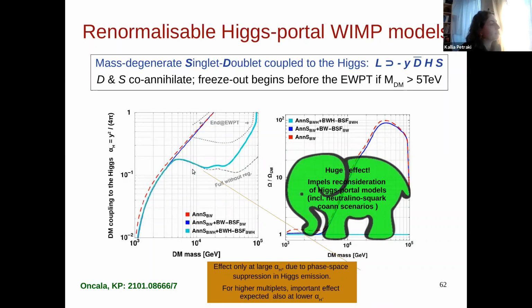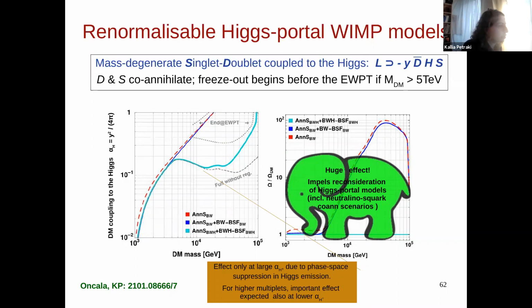But in general, if we did this calculation for higher multiplets, we would expect that the effect becomes important also for smaller couplings to the Higgs, because for higher multiplets, the gauge couplings will participate in the binding energy of the bound states, so there is more energy available to be emitted, and the phase-space suppression due to the Higgs emission is not as severe. So again, this is a rather huge effect, and this is the first study of this kind, and there are many technical issues that need to be looked at in more detail and more models to be considered, but in general, this entails a reconsideration of the Higgs portal models, which include also the neutralino-stau co-annihilation scenarios in the MSSM.